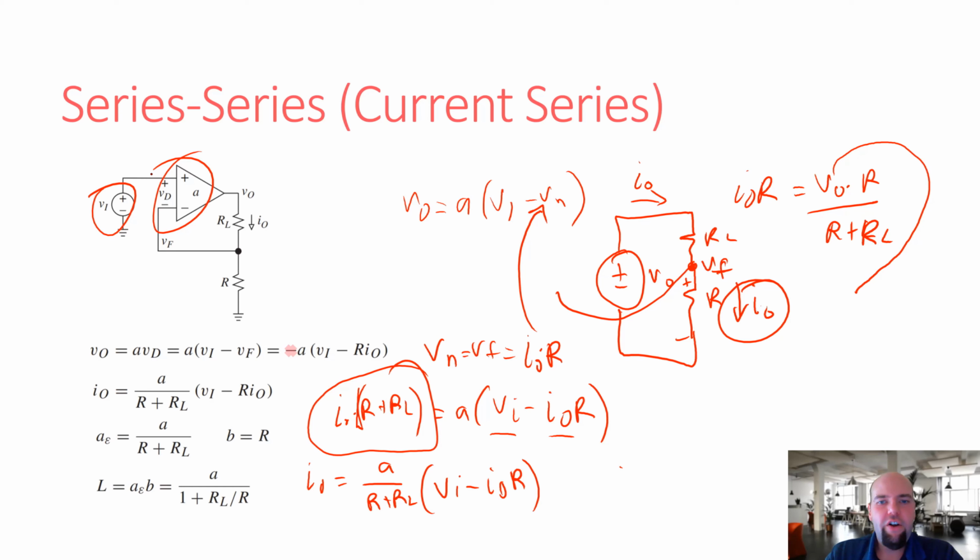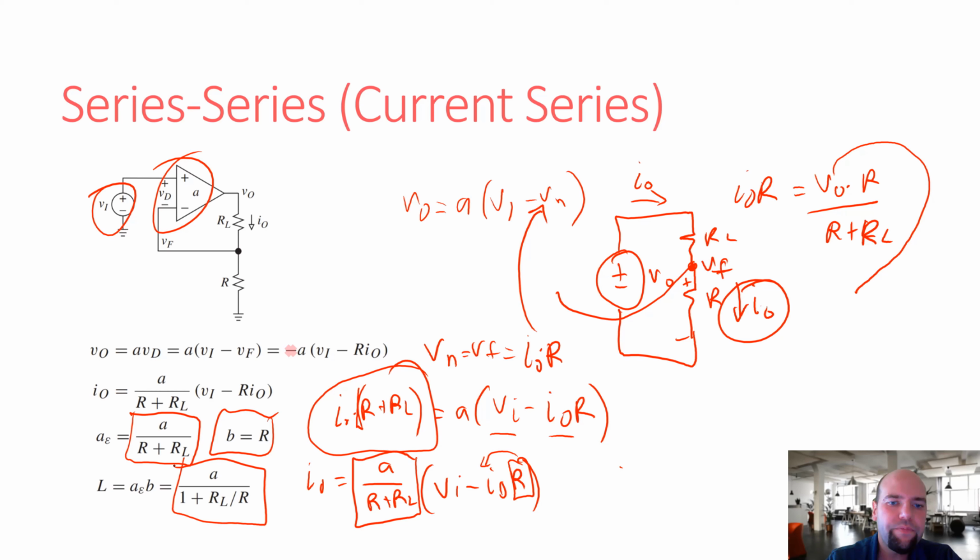Okay, so hopefully that all made sense. So now this term here is our A epsilon. That's how the book got that. And then this term here, maybe it should have been on this side, but this term is our B, which is our R. So what's in the loop gain is the product of the two.